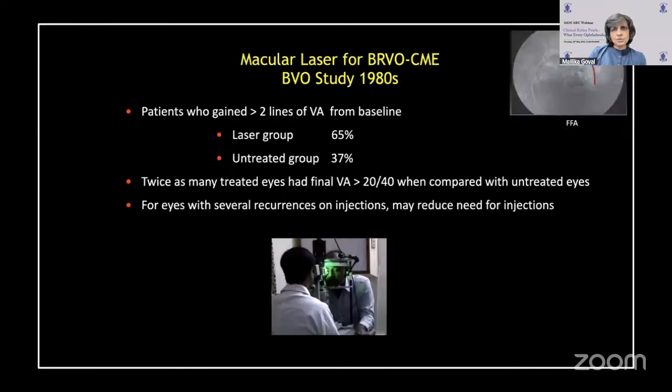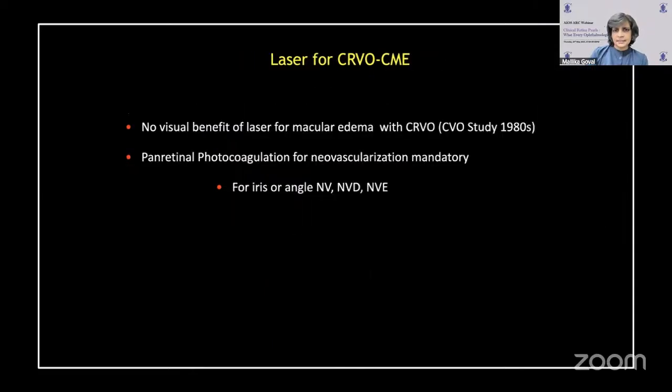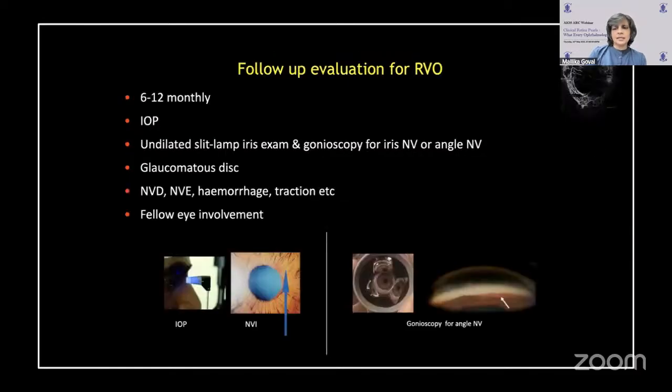Laser for BRVO still has a role where we find that we require repeated injections. There is recurrent macular edema. So after a few months, we can consider macular laser. It may help to reduce the number of injections. However, there is no role for macular laser for CRVO related macular edema. However, pan-retinal laser, of course, is important for NVE, NVD, or NVI.